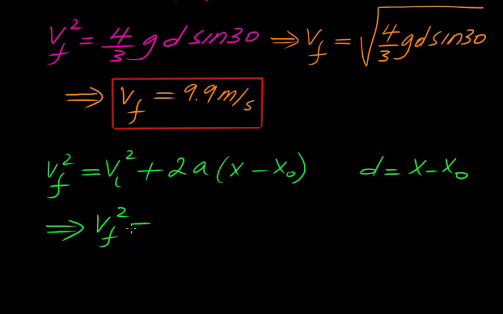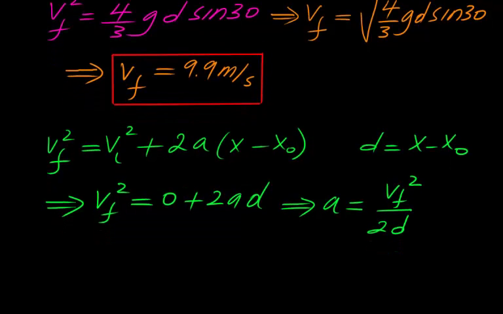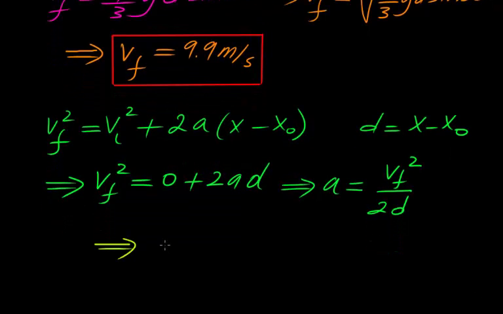v final squared equals, the v initial is 0, therefore v initial squared is 0, plus 2 times the acceleration times the distance d. Isolating the acceleration, we obtain v final squared divided by 2d. Solving for the acceleration, we obtain 3.27 meters per second squared.